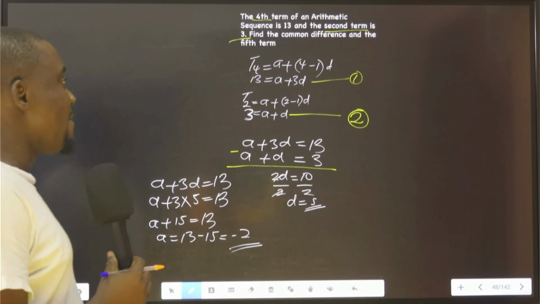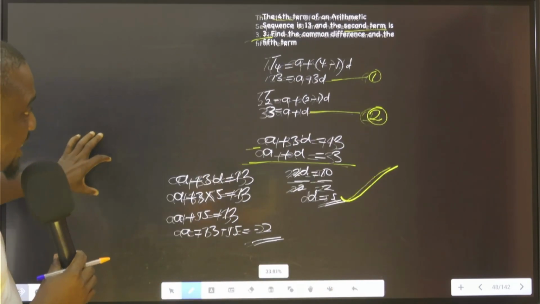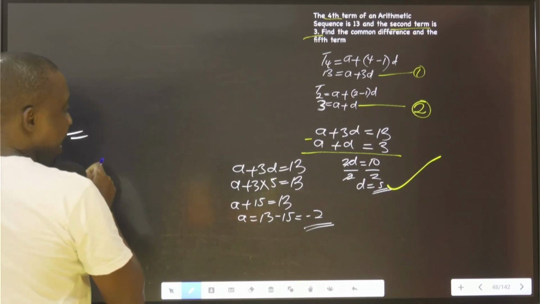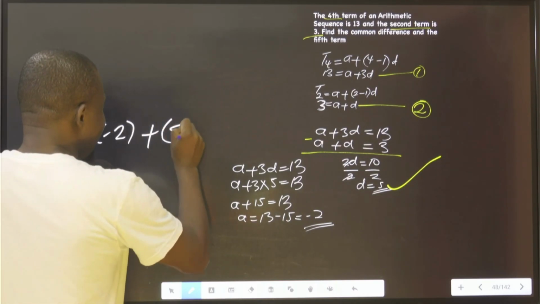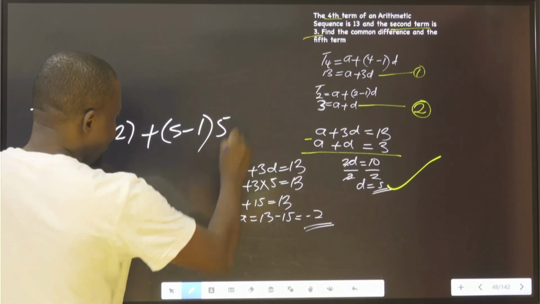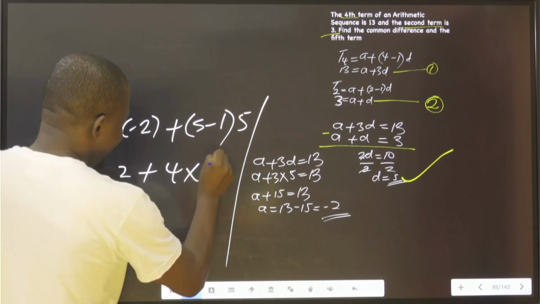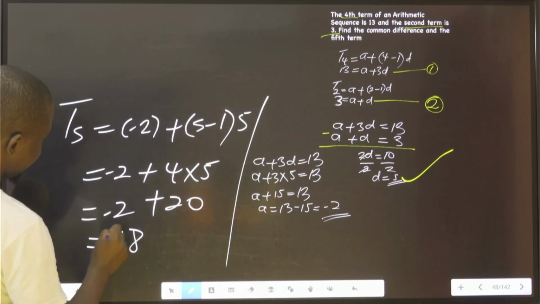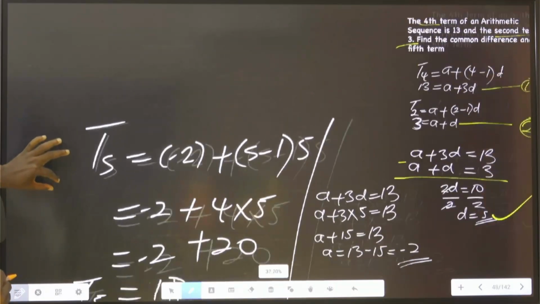The question says, find the common difference, which we have done, but we also need to get the fifth term. That is the fifth term. a, now minus 2, plus the fifth term, that is 5 minus 1, d is 5. So therefore, minus 2 plus 4 multiplied by 5, minus 2 plus 20, which is 18. So the fifth term is 18. Hope this is understood. Thank you for viewing.